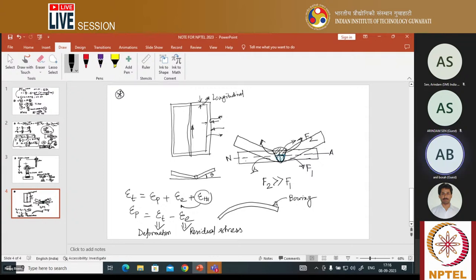The first option was residual plastic strain. The second option was residual elastic strain. The third option is residual elastic and plastic strain. The last option is none of these. So your option should be the third one. I marked the second one.